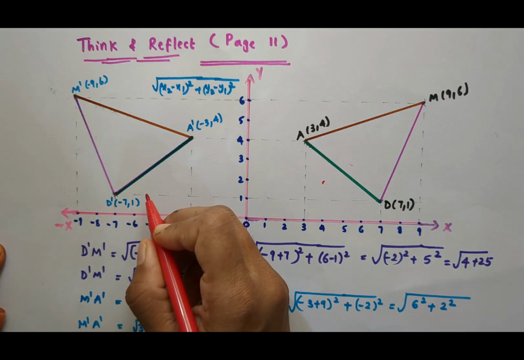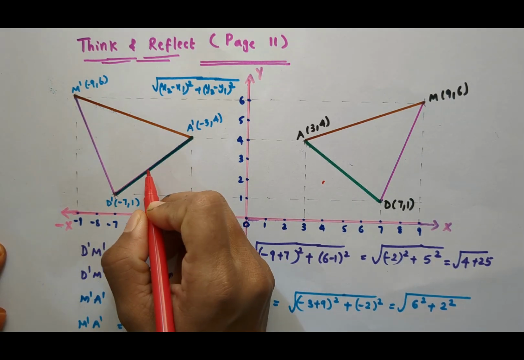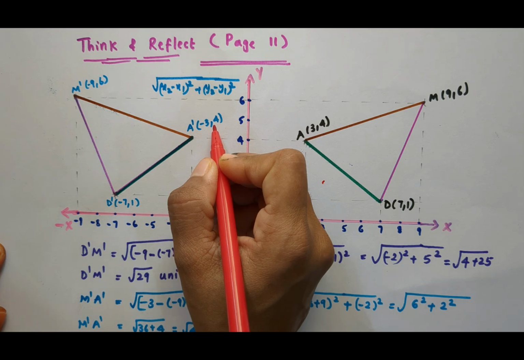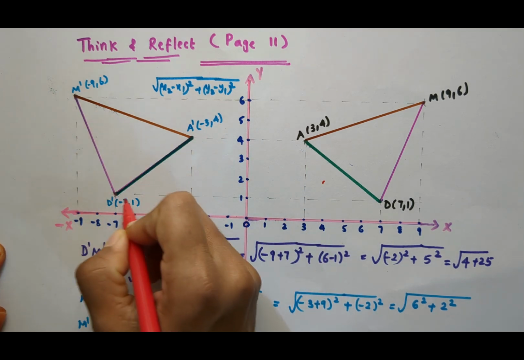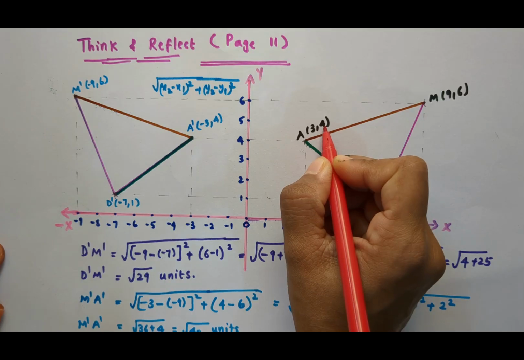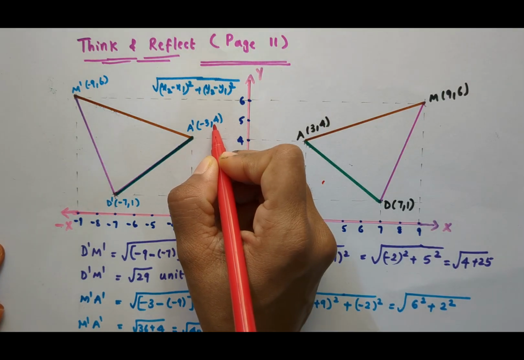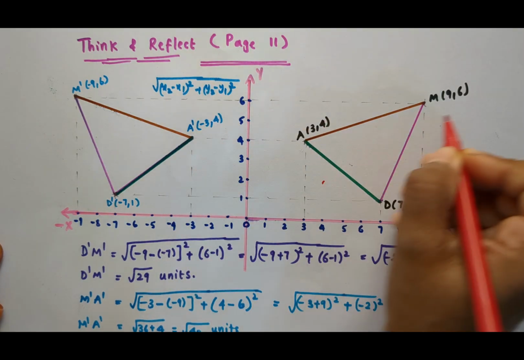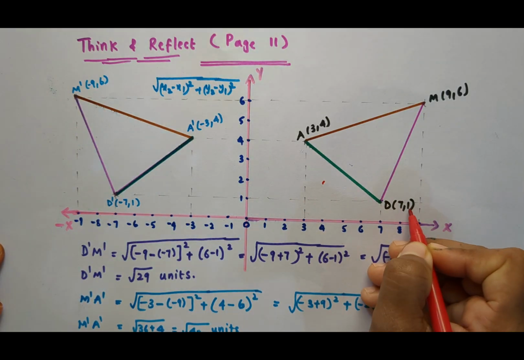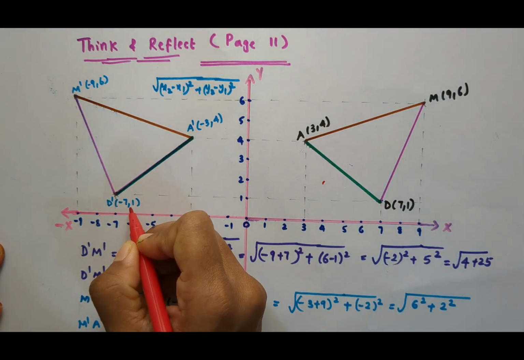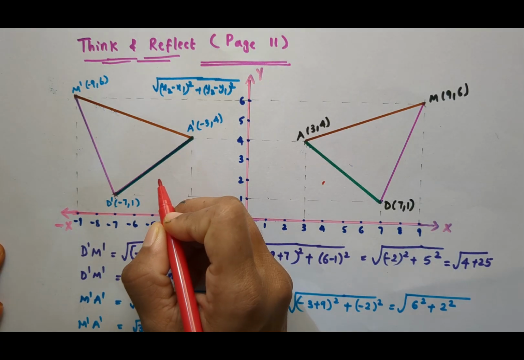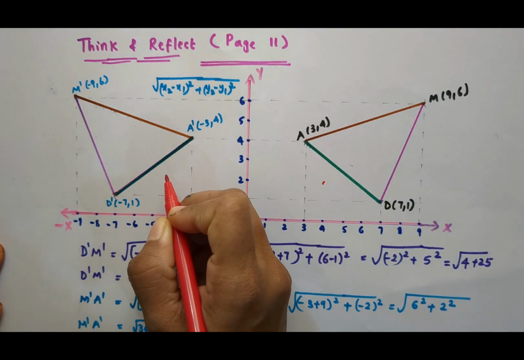So here you see, in this reflection about the y-axis, the y coordinates of all points remain the same. The y coordinate of this point A is 4. In the reflection also, the y coordinate is 4. Here it is 6. In the reflection also it is 6. Here the y coordinate is 1. In the reflection also it is 1. So in this reflection about the y-axis, the y coordinates of all points remain the same.